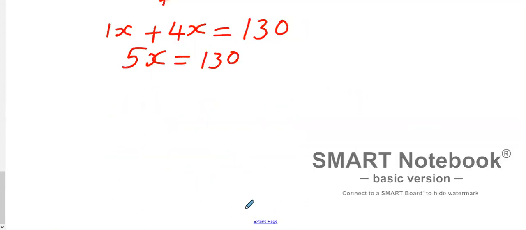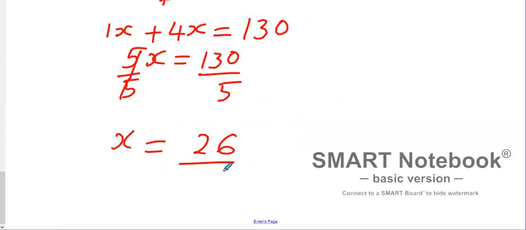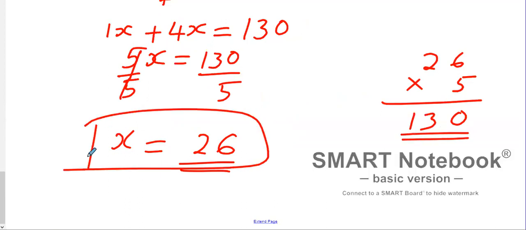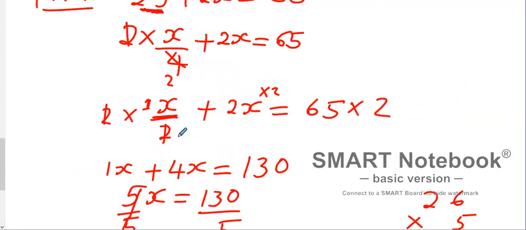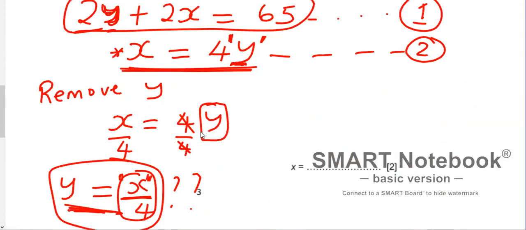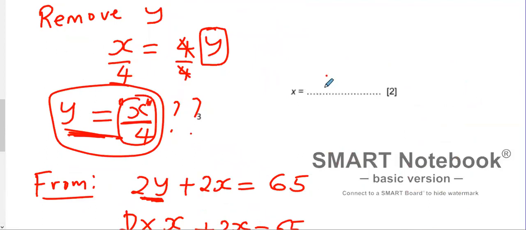Now to find the value of x, we need to divide it by 5. So x will be equal to 26. You can see 26 multiplied by 5 will give you 130. So the value of x is 26. This question was a little bit difficult. So x equals 26.